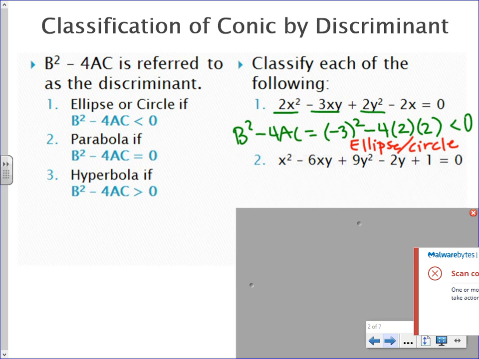Second example, x squared minus 6xy plus 9y squared minus 2y plus 1 equals 0.